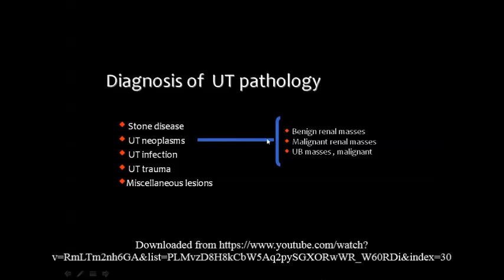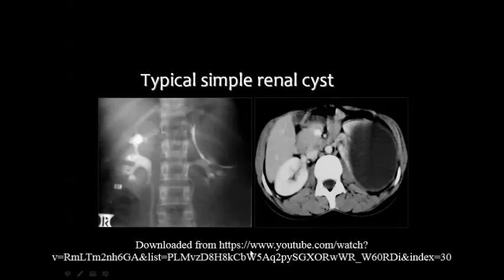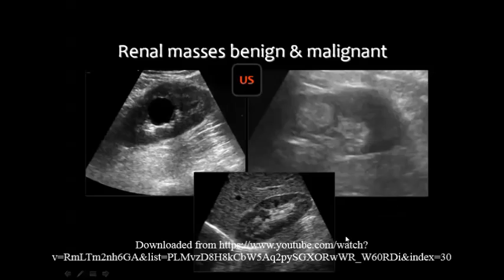Then coming to the urinary tract neoplasms, we have benign masses and malignant masses. If we look at the IVU, we can easily differentiate between benign and malignant lesions. Benign lesions usually displace and stretch the calyces, while malignant lesions usually destroy and erode the calyces. And this is a very good example of a benign lesion in the left kidney stretching the upper and major calyces. And the CT scan of the same patient showed that this is a simple renal cyst.